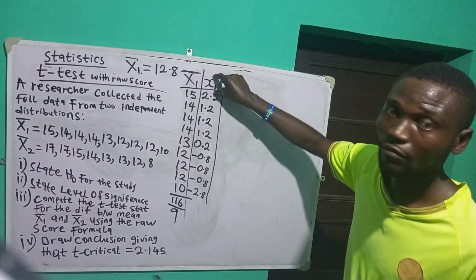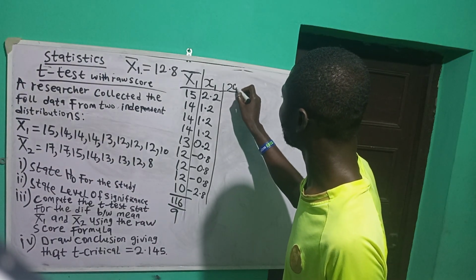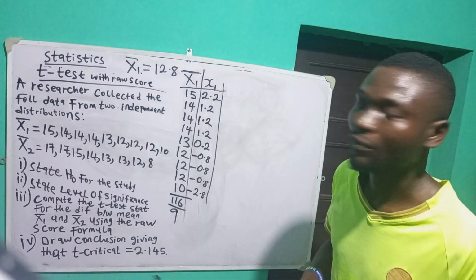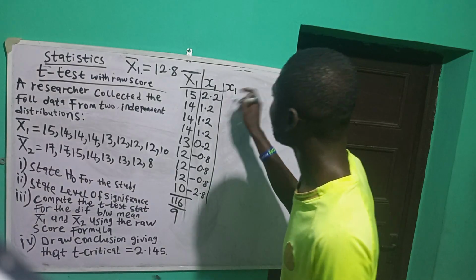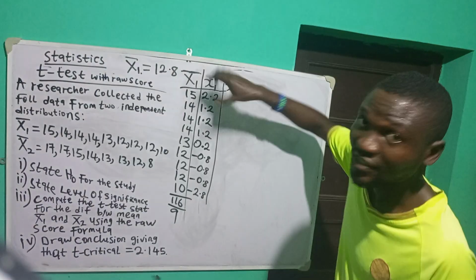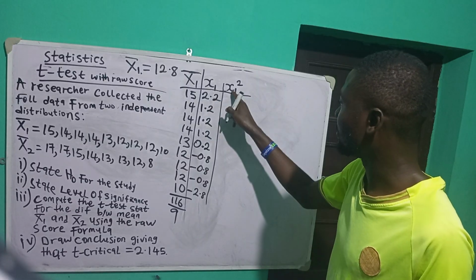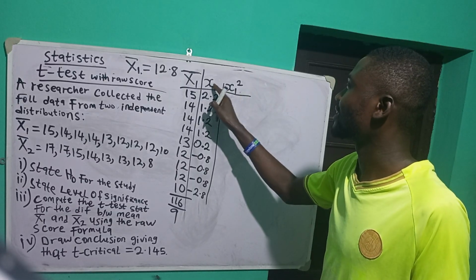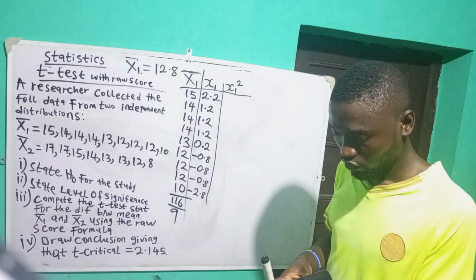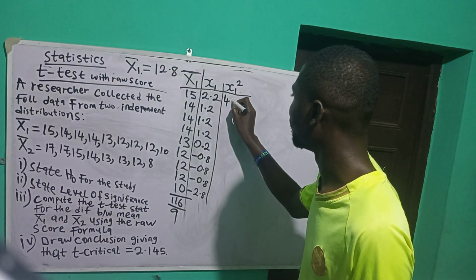The next thing is to square all the numbers that are here. You raise them to the power of 2. So you have deviation from the mean, raised to the power of 2. All the numbers that are here, you raise them to the power of 2. So 2.2 raised to the power of 2 is 4.84.